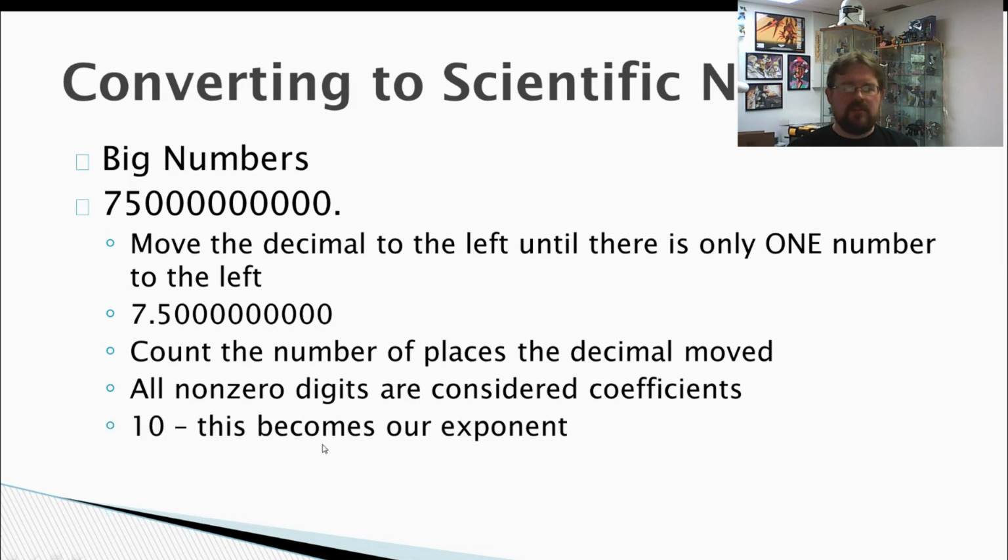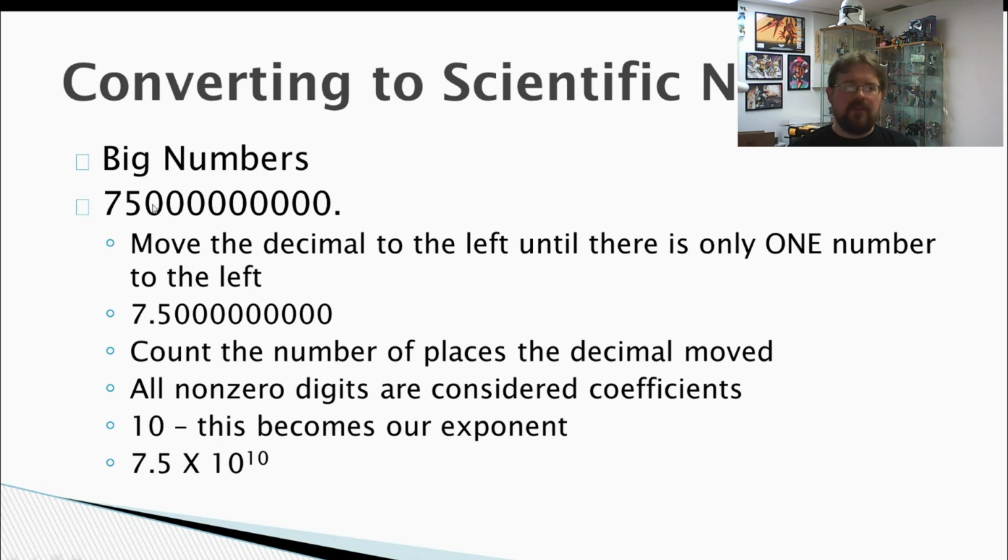All non-zero digits are considered coefficients, and 10 is the number of spaces we move. This becomes our exponent. So what does this all mean? Basically, all of these zeros here are going to get dropped. We don't need them. We move 10 spaces. This is going to be our exponent. So just like in the examples where it was a number times 10 to some exponent, you're going to rewrite it that way. Well, what are you going to write? You're going to write the first part of the number before all those zeros. So 7.5 times 10 to what power? 10. Because you moved that decimal 10 spaces. We dropped off all those zeros.